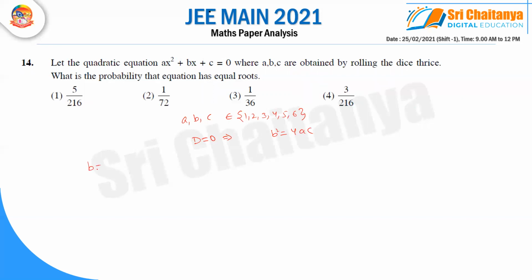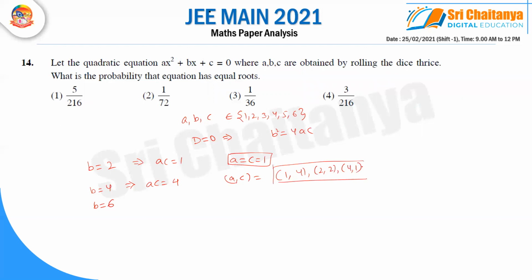So if I'm taking B even, how many options will I have? Let us see. B equal to 2, 4, 6. If I took B equal to 2, I will be getting AC equal to 1. That means A equal to C equal to 1 is the only possible ordered pair over here. When I take B equal to 4, I will be getting AC equal to 4. So here, if someone asks me what are the values, I will say it is 1, 4, 2, 2, 4, 1. So here I got 3 ordered pairs.